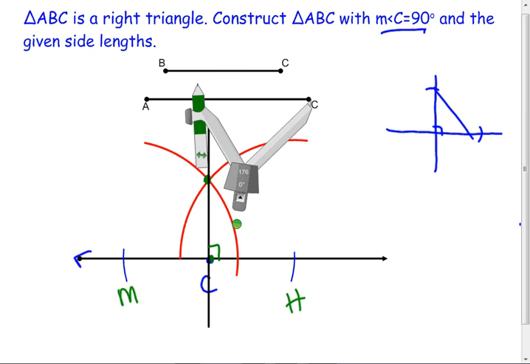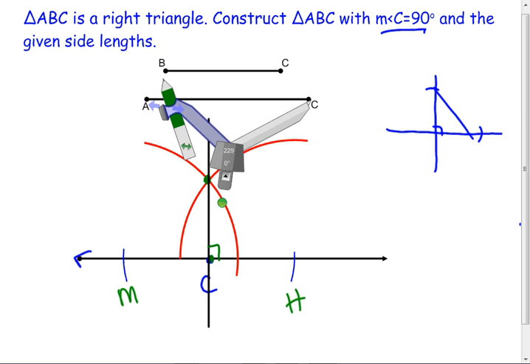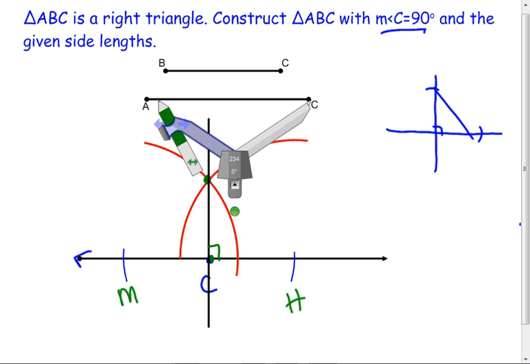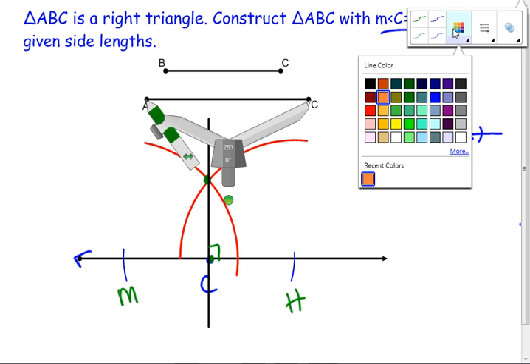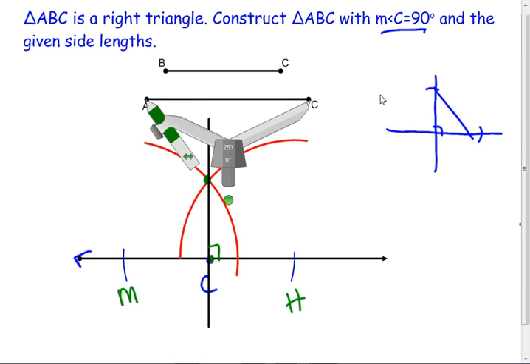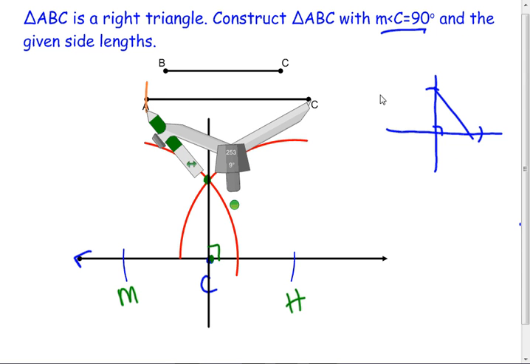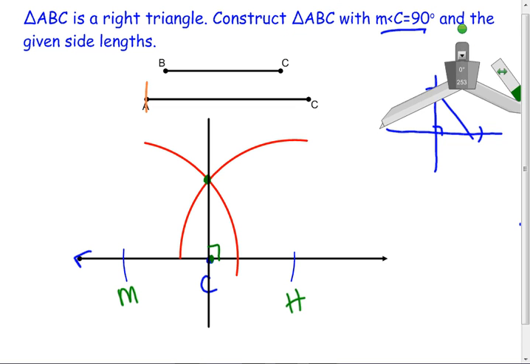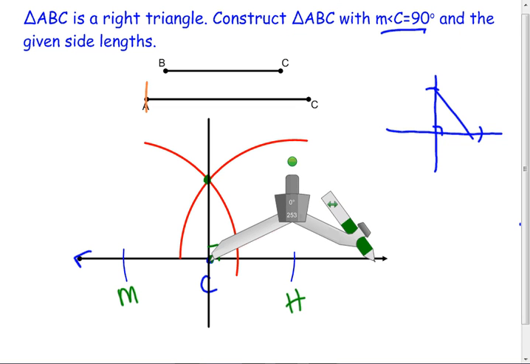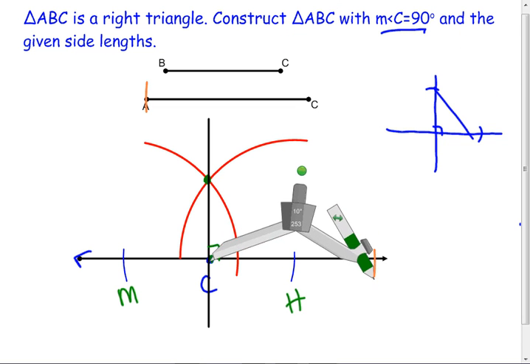Okay, there's C. I'm going to do mine backwards. That's okay. A, and let's make that orange again. Okay, there's my AC. So now I'm going to take this, rotate it around, and I'm going to get the length from A to C. What letter is this over here? A. Good. So now I've got this point. I might make dots here so I can see what I'm doing.